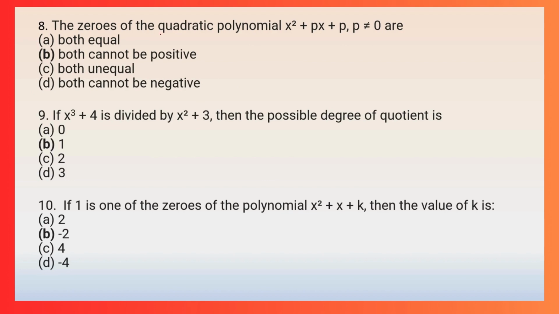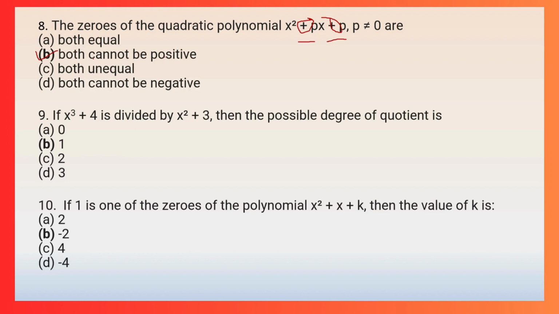The zeros of the quadratic polynomial x square plus bx plus c, p is not equal to 0, are... Both cannot be positive. Yes, in this case both will be negative. We know the short tricks: if both the signs are positive, so both are negative. Both cannot be negative is also wrong because both the signs are not, so both cannot be positive will be our answer.